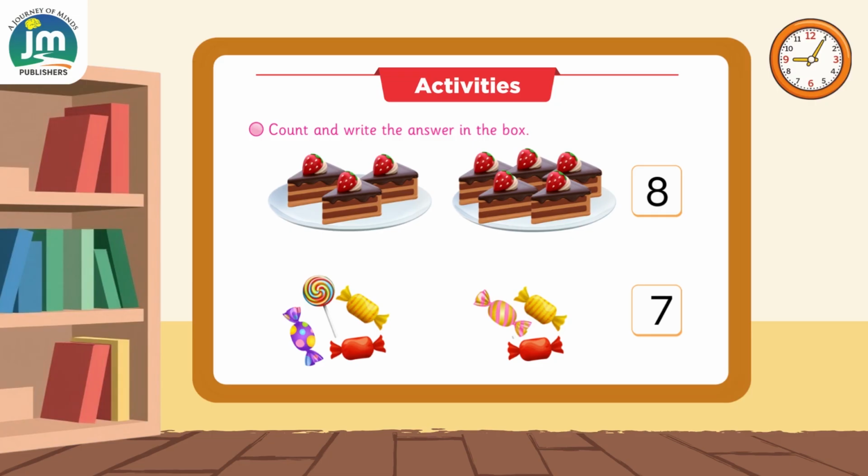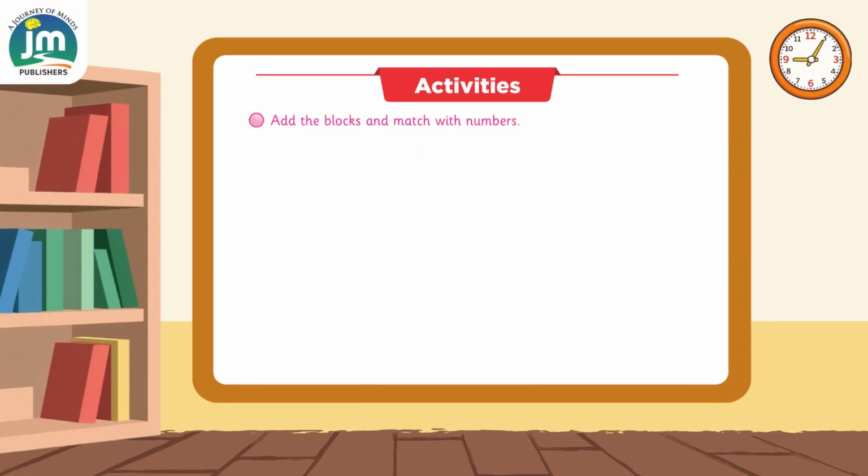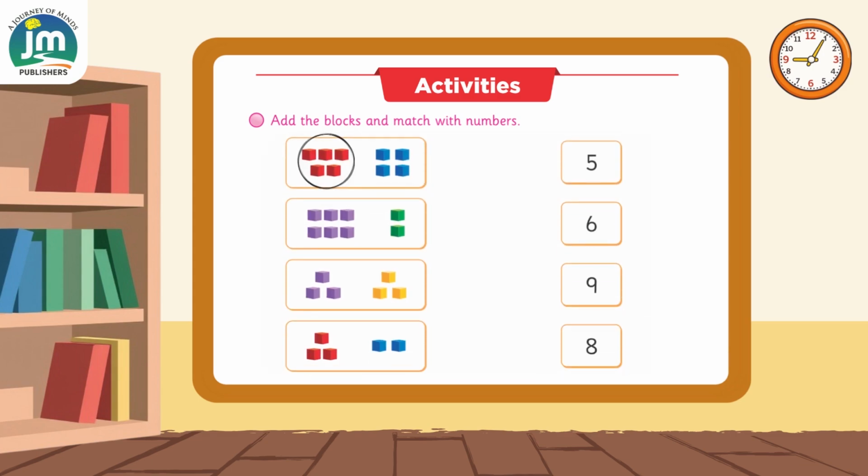Next activity, see students, add the blocks and match with numbers. 5 red blocks plus 4 blue blocks is equal to 9. So make the number 9. 6 blocks plus 2 green. 6 plus 2 is equal to 8. So match the number with 8.